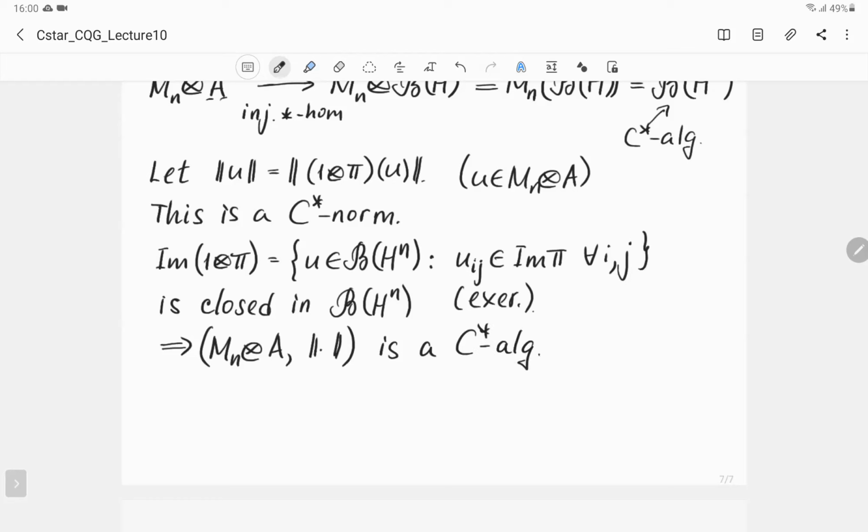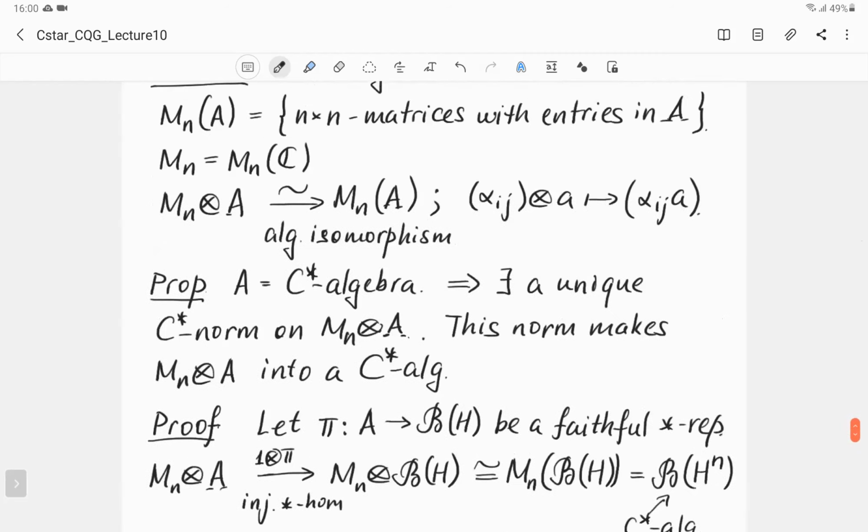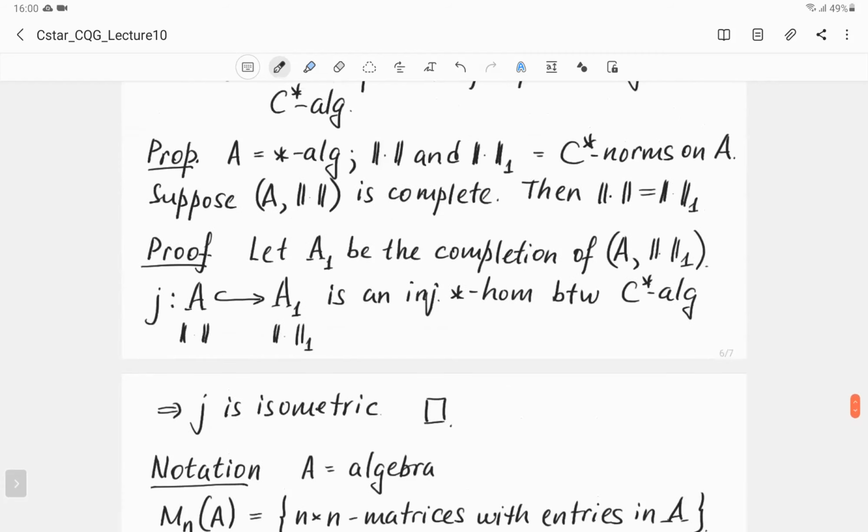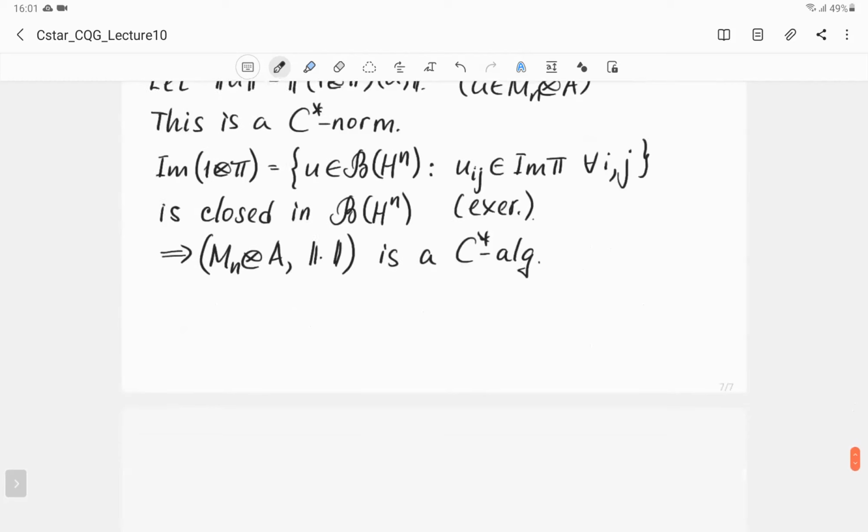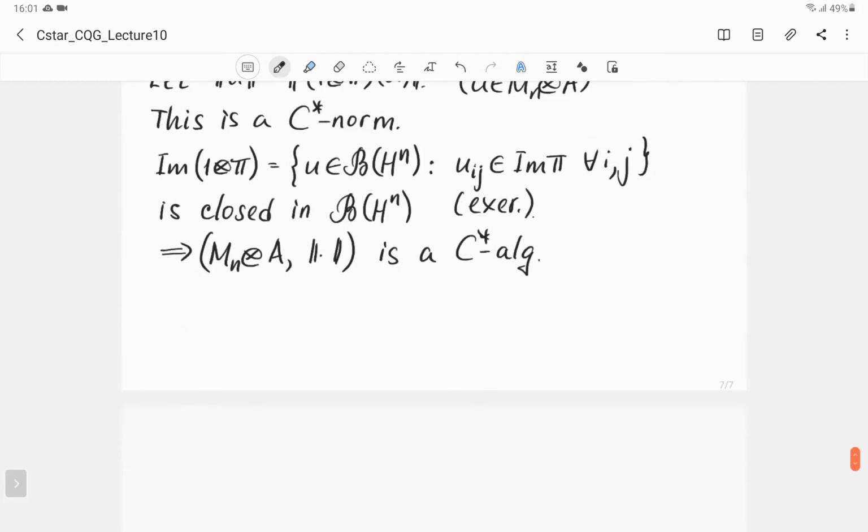And finally, the uniqueness of such a norm is immediate from our previous proposition. So we have constructed a C-star norm on our algebra, which is complete. So it makes it into a C-star algebra. And this implies that this is the only C-star norm on our tensor product. So the uniqueness follows from the previous result.